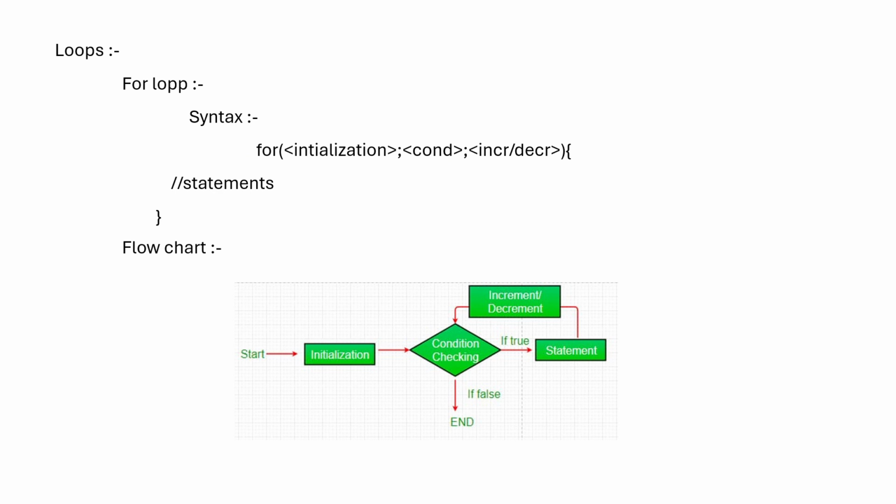Here is the flowchart for the for loop. Start, initialize the value, and check the condition. If it is true, the statements inside the for loop are executed, and next the initialized value will be incremented or decremented based on our needs. Next, it will again check the condition. If it is true, it will execute the statements, and the cycle will run until the condition fails. If the condition fails, then we come out of the for loop.